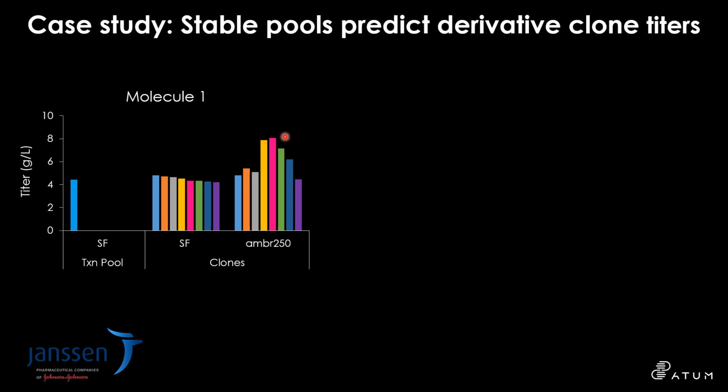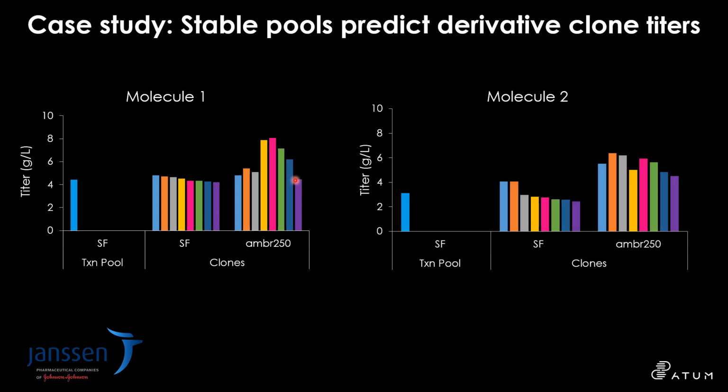AMBER 250. The same is true here for a molecule that's not as high expressing, where the shake flask in the pool yielded approximately 3 grams per liter, was very predictive of the clones in the same expression format, and in the scaled down model here, multiple clones in the 6 gram per liter range.